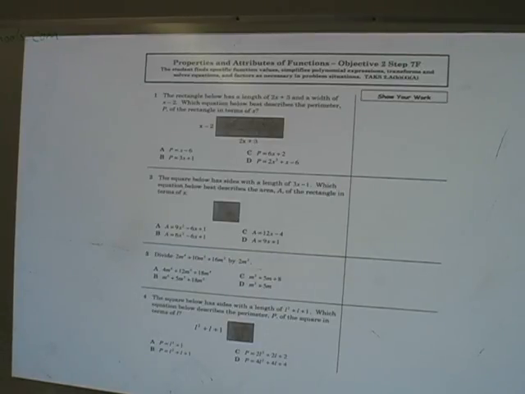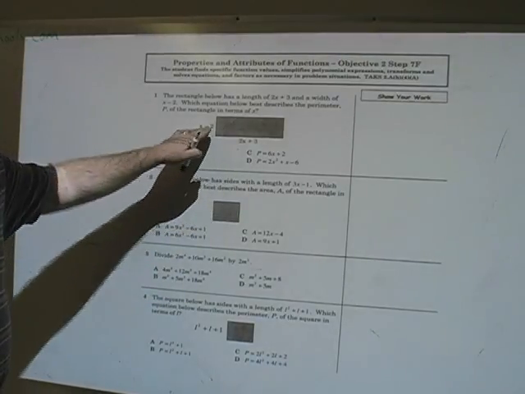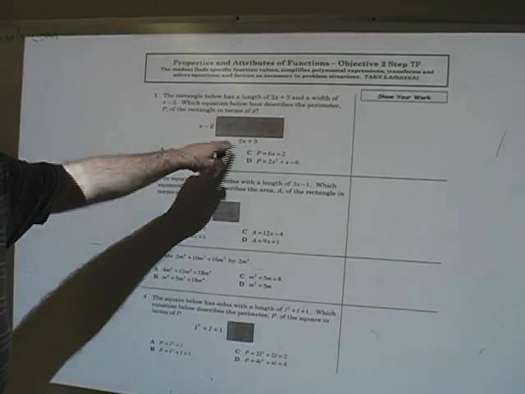Okay, on this one, it says the rectangle below has a length of 2x plus 3 and a width of x minus 2. Which equation below best describes the perimeter, P, of the rectangle in terms of x? There's nothing new here. This is just another way they may ask a question like this on the test. You already know how to do this. You're just finding the perimeter of this rectangle.